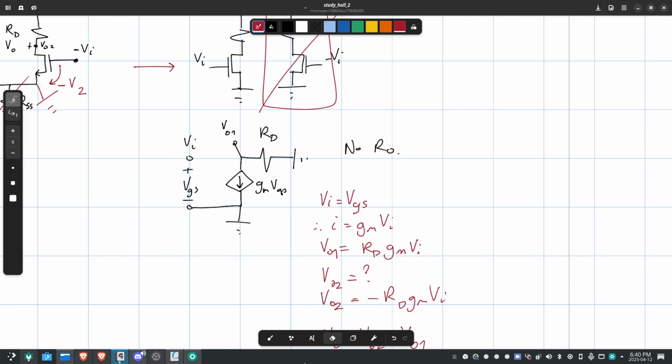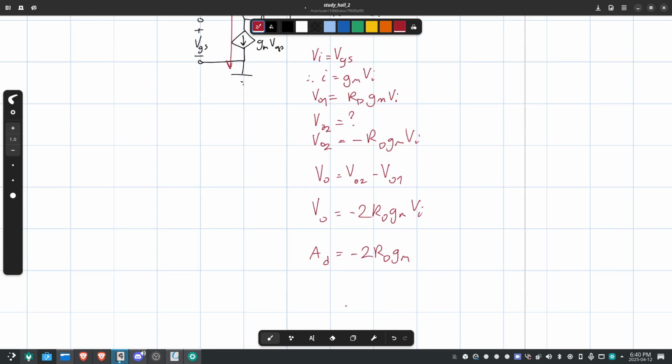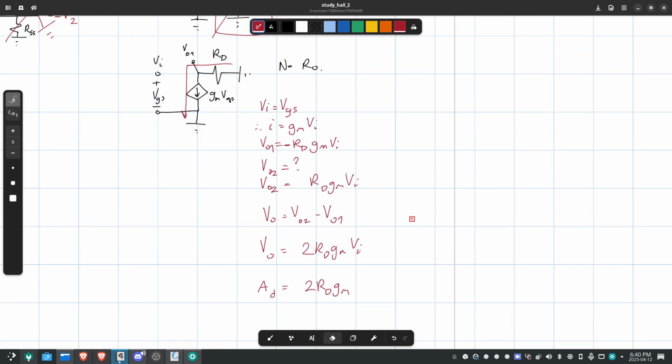I get messed around with polarities often. So yeah, you can do KCL, or you can logic it out. If you're me, I wouldn't recommend logicking it out because obviously I can't do that. That's going to be negative. That's going to be positive. And then you're going to end up with positive 2RDGM. There you go. Thank you, everyone.